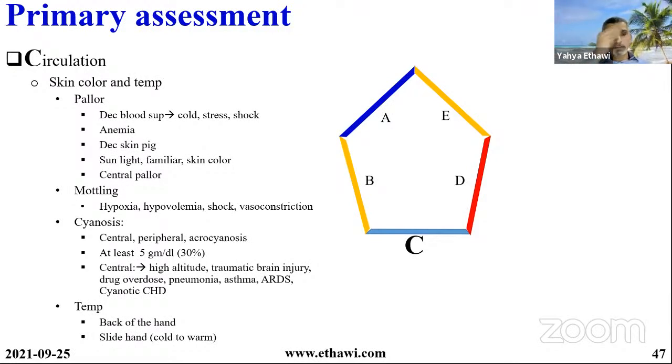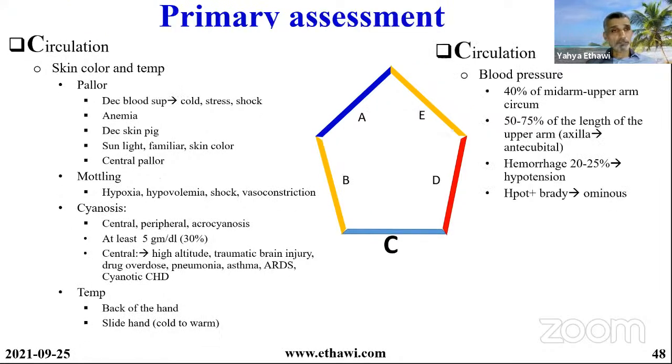Central cyanosis can have many reasons: congenital heart disease, adult respiratory distress, asthma, pneumonia, overdose, trauma, and also high altitude. Temperature can be hypothermia, depending on the situation. It can be hyperthermia caused by infection, heat stroke, or the environment, and cold also has various reasons.